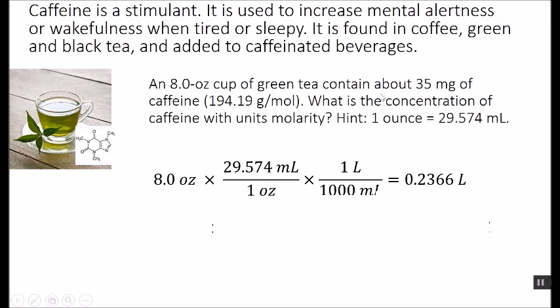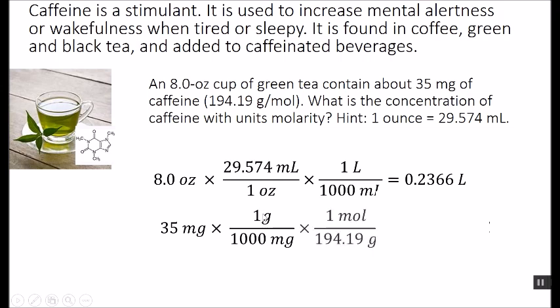So let's go back up to our problem. We had 35 milligrams of our caffeine solute. So let's start with that. 35 milligrams of our caffeine. You've got to go from milligrams to moles. Now I don't have a milligrams to moles conversion, but I do have this molar mass. And that molar mass has units grams per mole. So let's multiply by this factor that converts milligrams to grams. And then we can use our molar mass to go from grams to moles. So let's plug that into our calculator. 35 times 1 divided by 1,000 times 1 divided by 194.19.